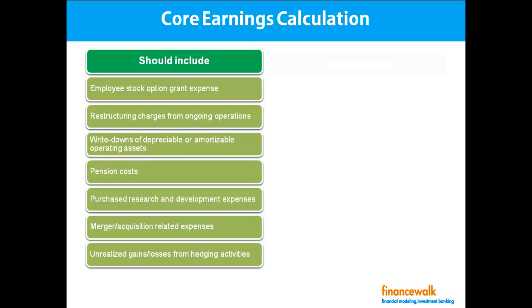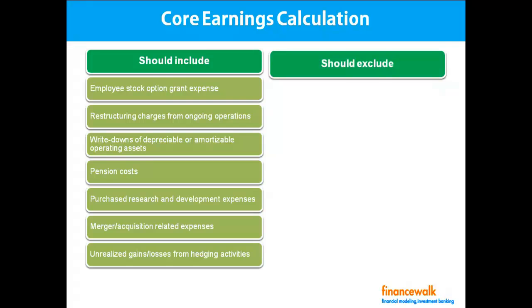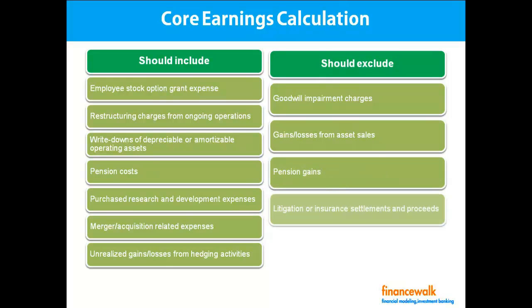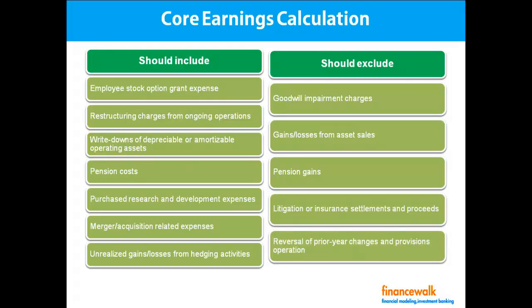Now let's look at what core earnings should exclude. It should exclude goodwill impairment charges, gains and losses from asset sales, pension gains, litigation or insurance settlement proceeds, and reversal of prior year changes and provisions operations.